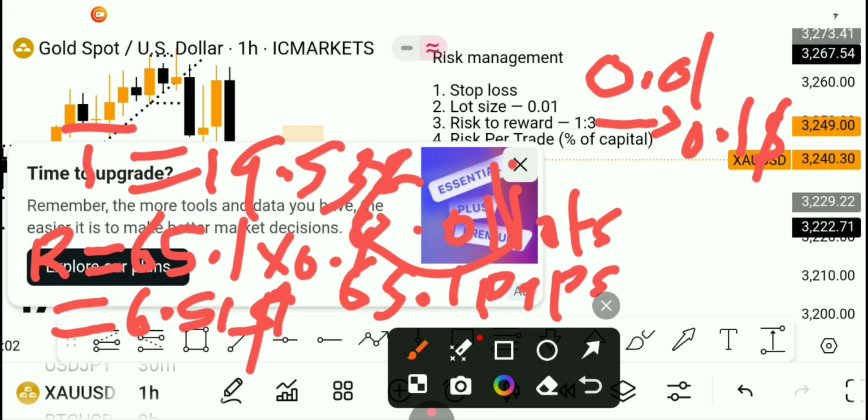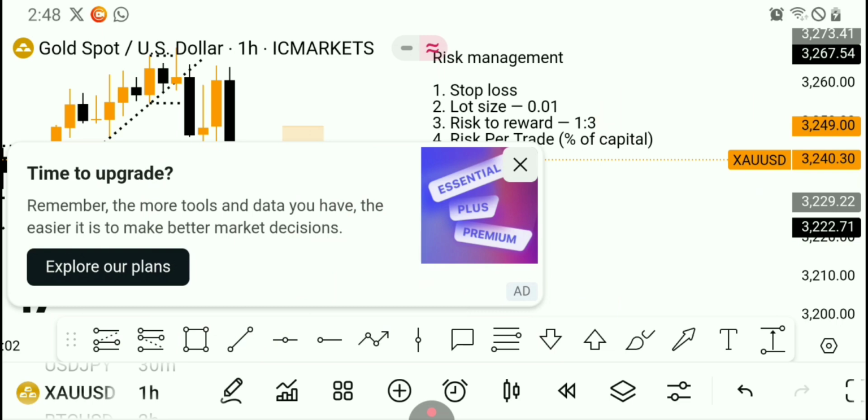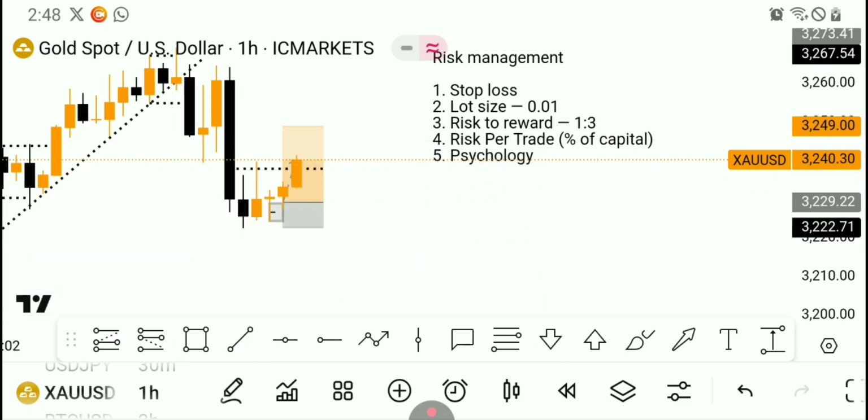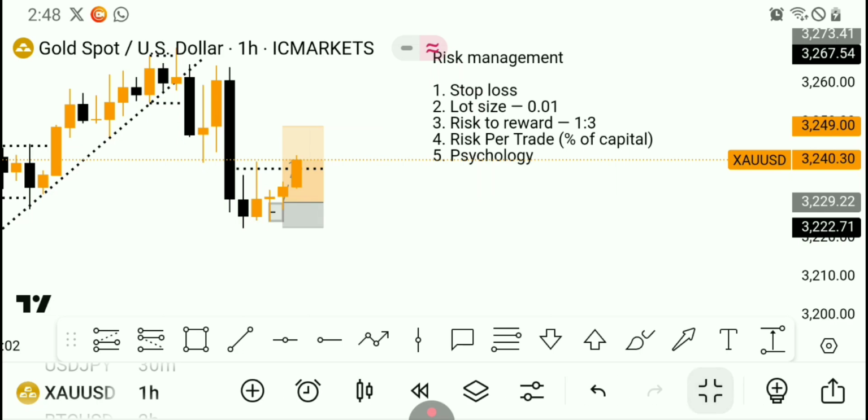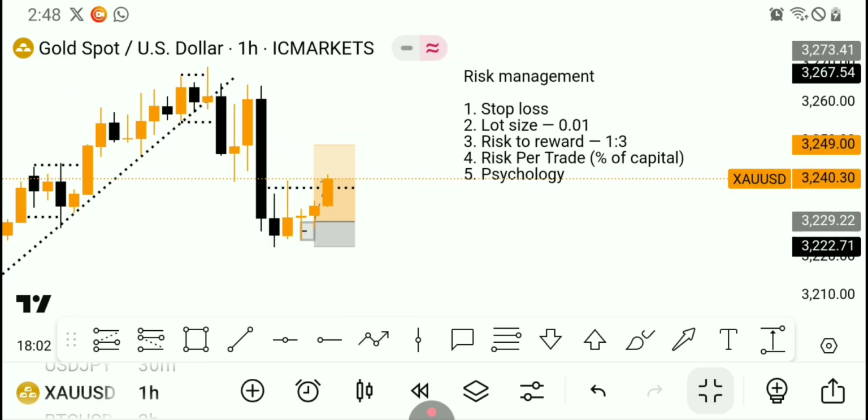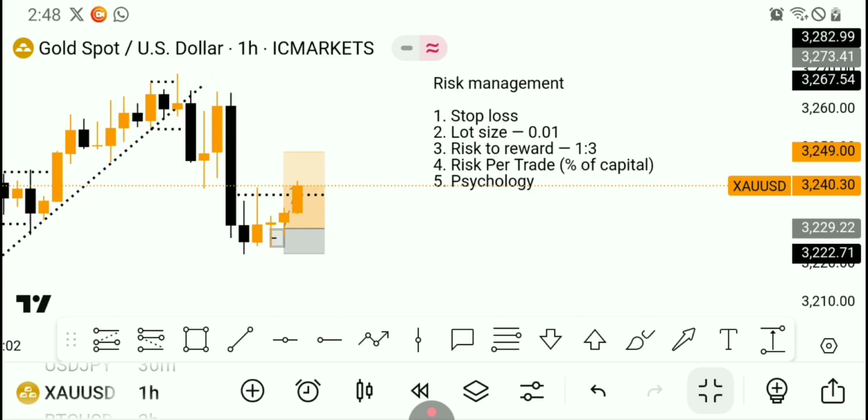$19.53 on this particular trade. So that's that. The lot size you are using is very, very important. So now I've explained lot size. Be mindful of the lot size you are using. This is also part of risk management.